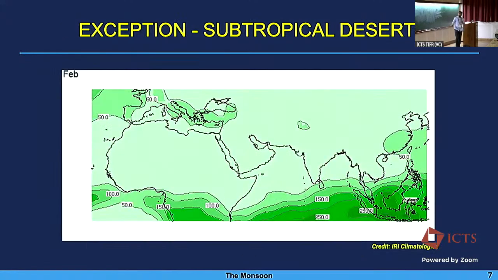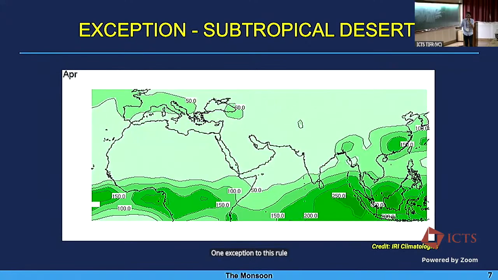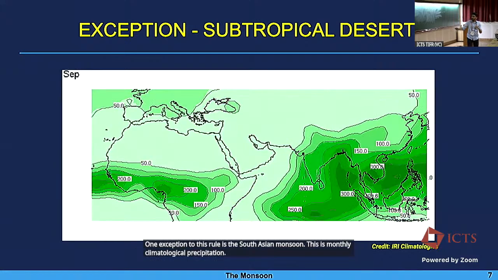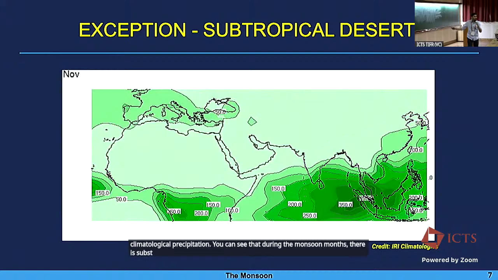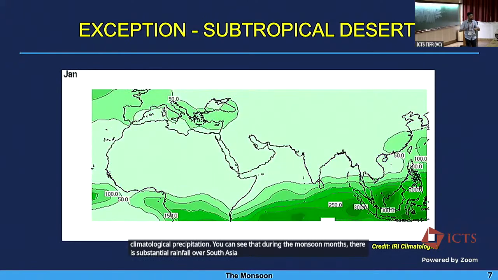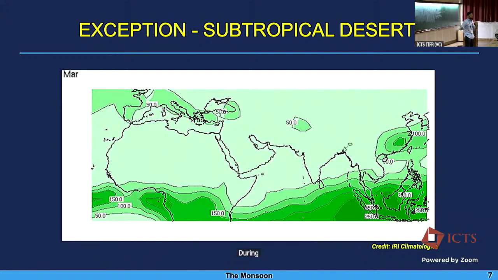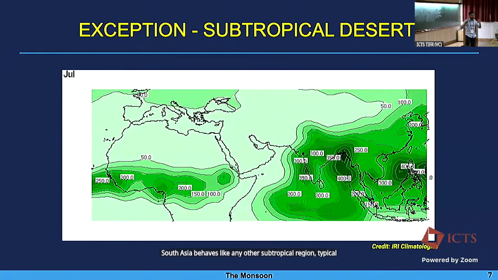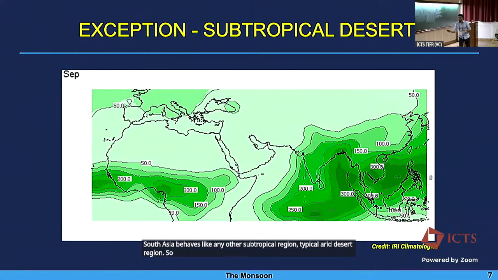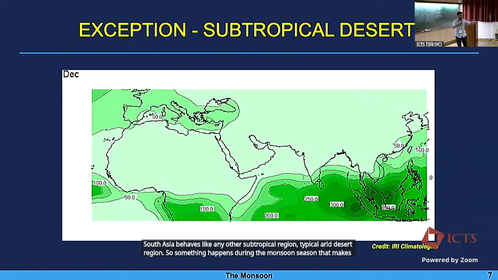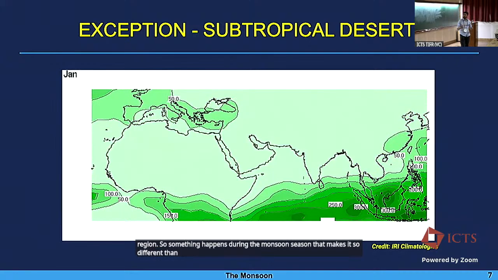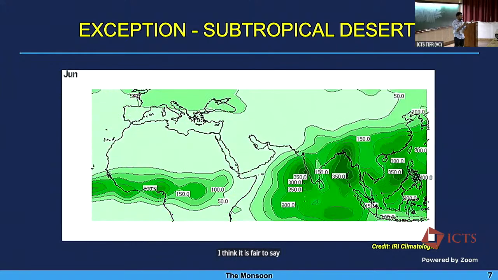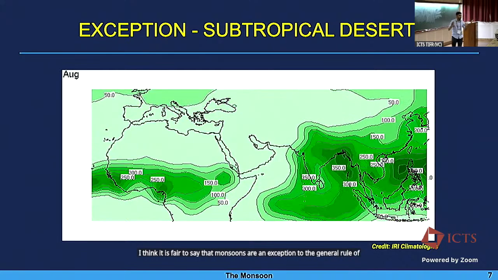But one exception to this rule is the South Asian monsoon. This is monthly climatological precipitation. You can see that during the monsoon months, there is substantial rainfall over South Asia, but at the same latitudes, it is very, very dry elsewhere. During non-monsoon months, South Asia behaves like any other subtropical region, a typical arid desert region. So something happens during the monsoon season that makes it so different from the general rule. In other words, it is fair to say that monsoons are an exception to the general rule of subtropical deserts.